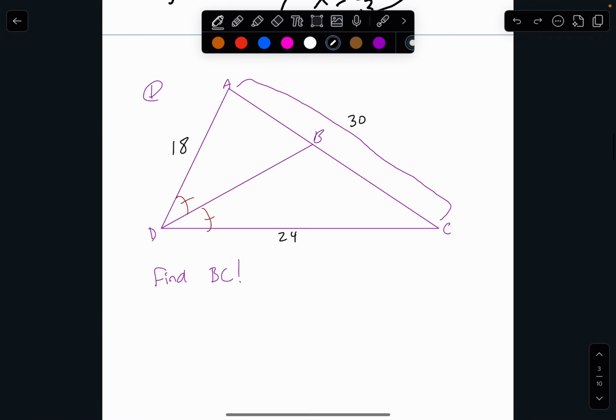All right, the rest of these are ones we did last time. I'm going to go pretty quickly, but pay attention, see if you can do it. Pause the video, see if you can do it from your memory, and let's go. All right, it says find BC.